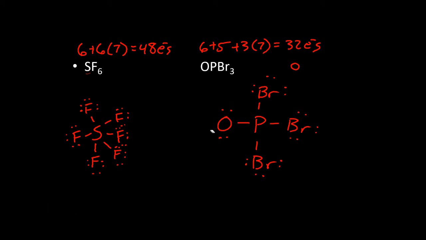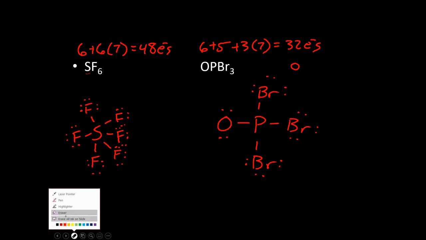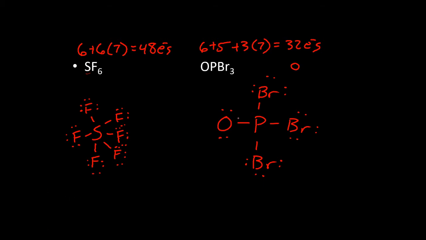And so in order to make the best structure, we would take one of those lone pairs from the oxygen and make a double bond to the phosphorus. This would give phosphorus 0 as its formal charge because it has 5 valence electrons and it has 5 bonds, and then the oxygen would also be 0, with 4 from the lone pairs and then 1 from each of those 2 bonds.